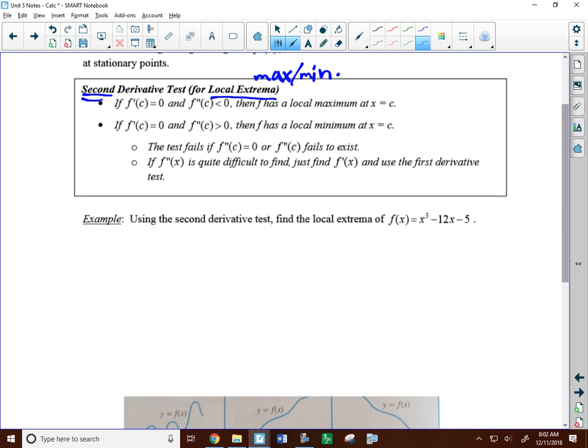So here's what it says. If f prime of c, so at some x coordinate c, if the slope is 0, and, let's translate this, f double prime is less than 0, concave down. So it basically says if it's concave down on this interval, shaped like a frown, but at c the slope is 0, it's a critical point. Local max.